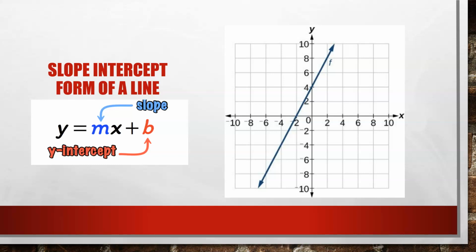So the first thing I want to touch on is the actual form. Slope-intercept form of a line is y equals mx plus b. So the m is the slope, and the b is your y-intercept. Always the same. So that format is the slope-intercept form.